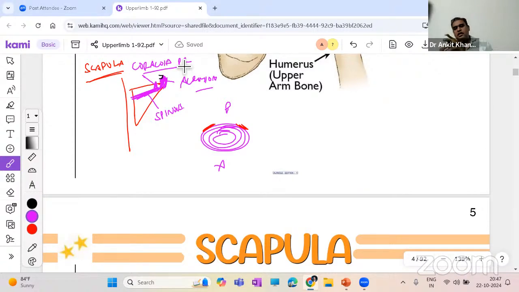And this bone is basically there for the muscle attachments. Because the upper limb has to make this ball and socket shoulder joint, a lot of movement has to be done. So a lot of movement will only be done if there is a good mobile joint and there are a lot of muscles which are assisting it. So therefore, the role of scapula comes into play.